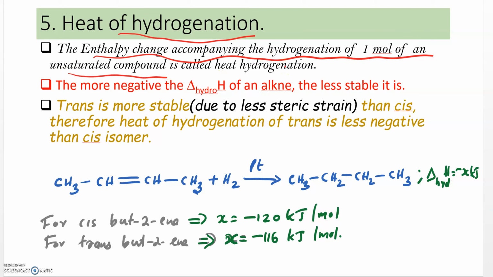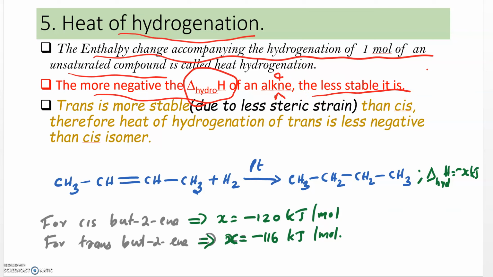When an unsaturated compound is added to hydrogen, it becomes saturated. During this process, heat is liberated, an enthalpy change occurs, and that is called the heat of hydrogenation. The more negative the value of the heat of hydrogenation, that is delta H hydrogenation of an alkene, the less stable it is.